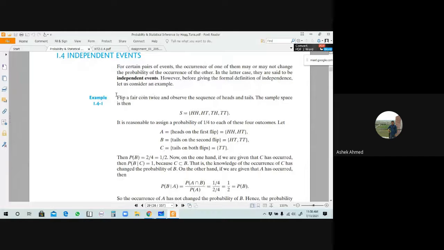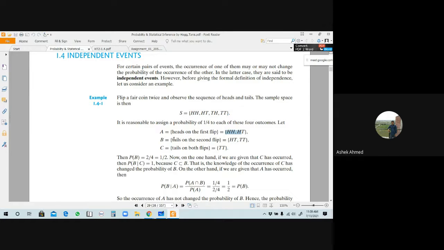For that case, we can see the example number 1. Flip a fair coin twice. Okay, tell me, if you toss a coin 2 times, can you say the outcome especially will be this? Is it right? Yes. Okay. From here, tell me, there are given 3 events A, B, and C. Event A represents heads on the first flip. Tell me here how many outcomes, heads on the first flip, 2 outcomes, HH and HT. Is it right? Okay.